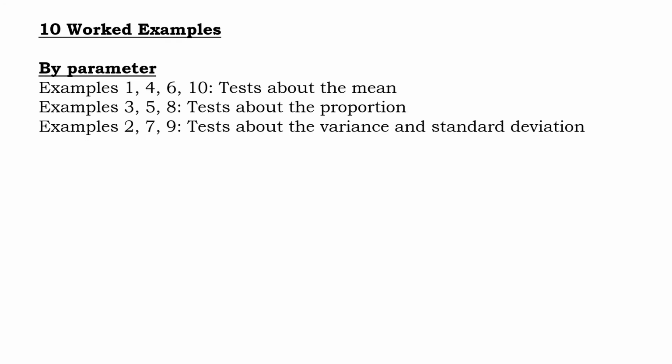In this video, we are going to look at 10 complete worked hypothesis test examples. We can sort them in a couple of different ways. We can sort them by parameter. We have 4 tests about the mean or average of a population, 3 tests about the proportion, which is synonymous with the probability or percentage of a population falling into a certain category. And we have 3 tests about the variance and standard deviation.